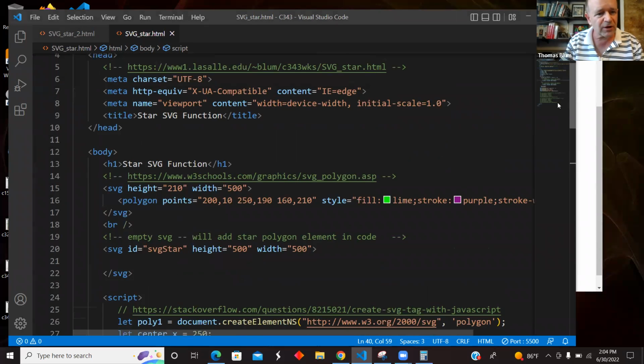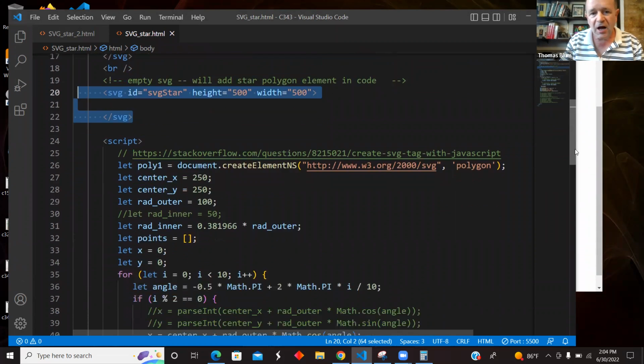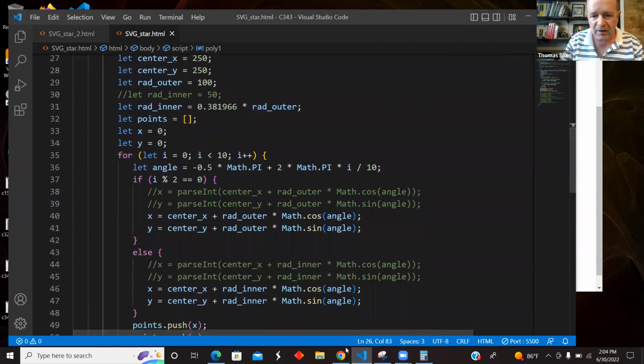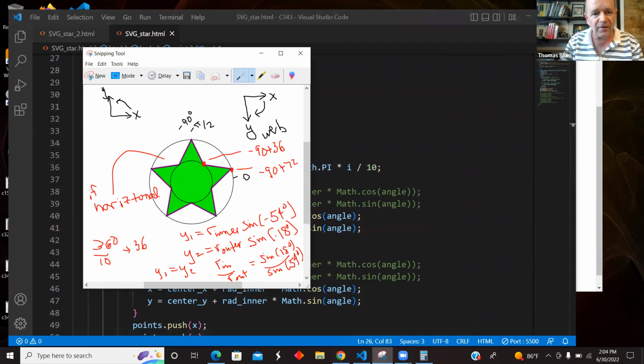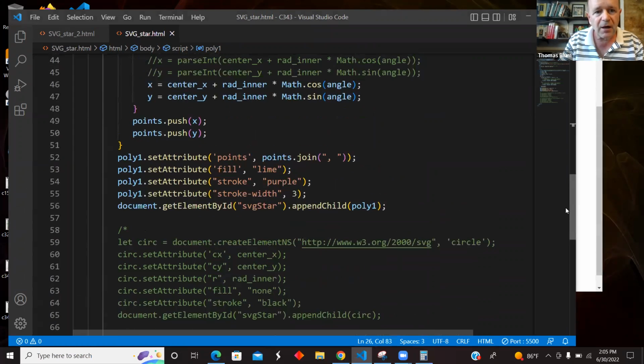Okay, so that's what I wanted to show in this video. I started with an empty SVG. I used createElementNS to make a polygon. I'm working with this idea of walking around two concentric circles, alternating between a point on the outer one and a point on the inner one, 5 points on the outer one, 5 points on the inner one, and working through this geometry, pushing the points into an array, and then setting that attribute on this element I created, and setting some other attributes, and then finally appending the child.